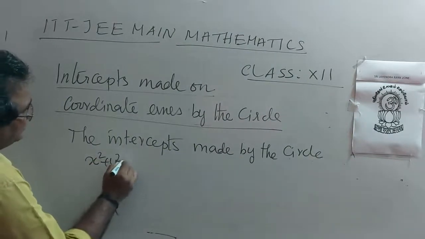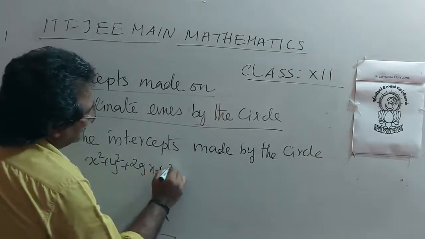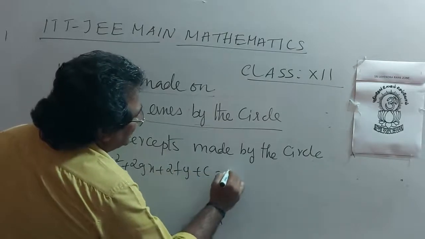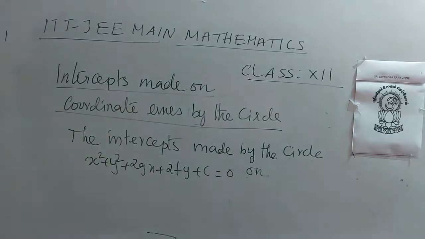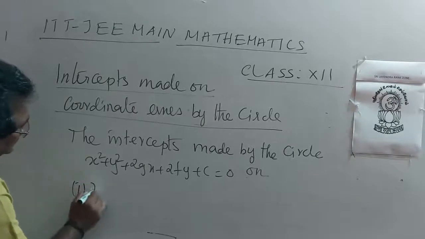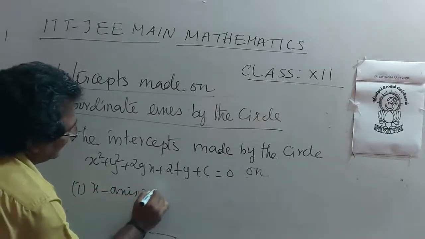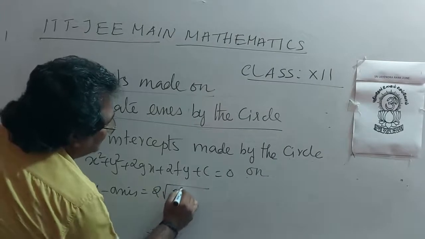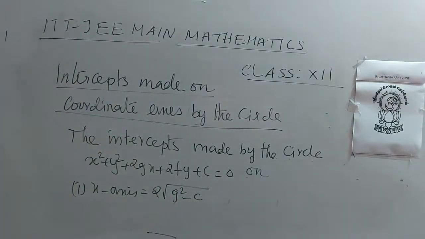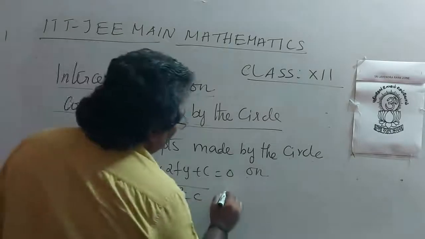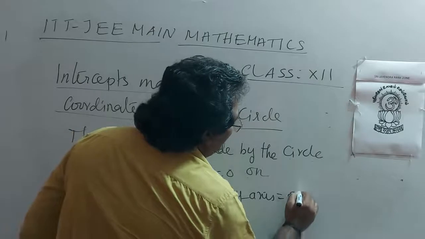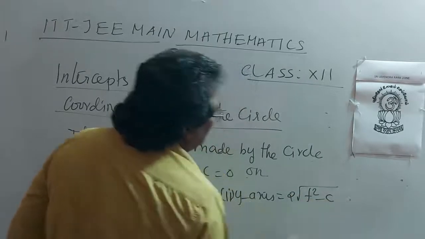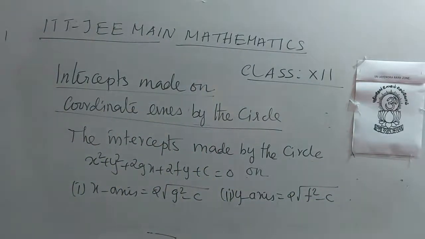x square plus y square plus 2gx plus 2fy plus c equal to 0 on x axis equal to twice root of g square minus c. On y axis, twice root of f square minus c.